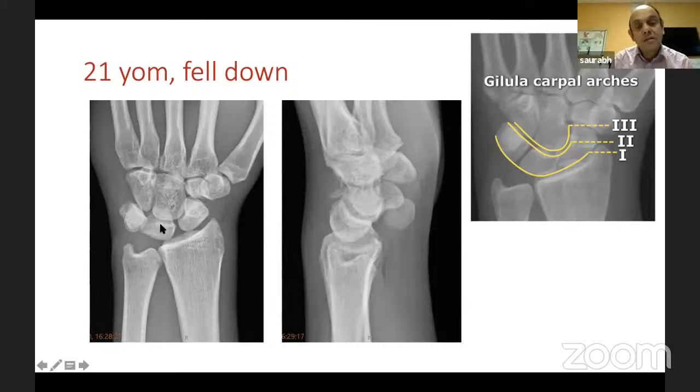So whether it flexes or extends, this is the only posture it assumes. And you can see there's a little step there in the Gilula's line. So this kind of gave away the fact that it was lunotriquetral, and you can see scaphoid is flexed, lunate will follow scaphoid, so lunate is also flexed, as you can see in a lateral view.